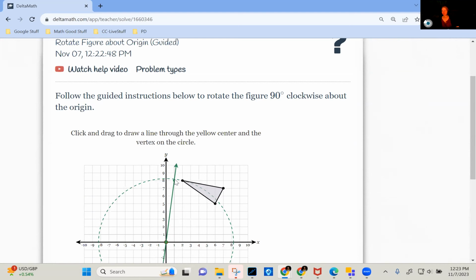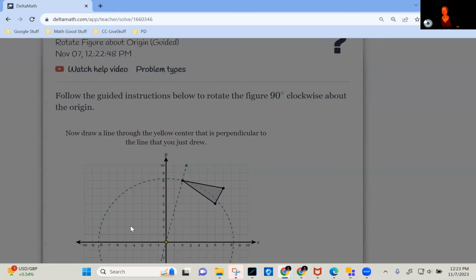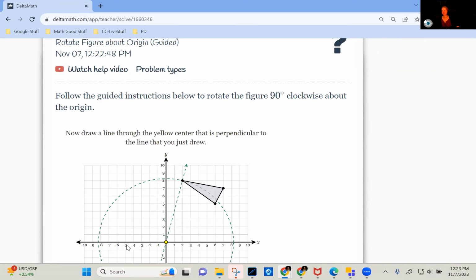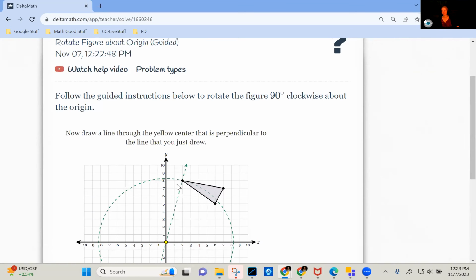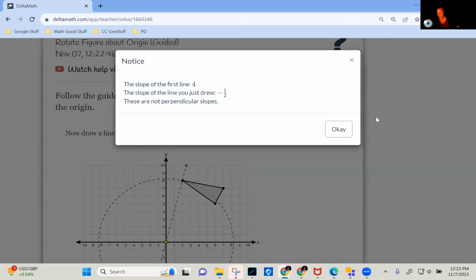Okay, where am I supposed to draw there? There we go, to that point. Now draw a line through the yellow center that is perpendicular to the line I just drew. Okay, so I now have, okay, this one's kind of trickier. But I'm trying to get it exactly perpendicular if I can.